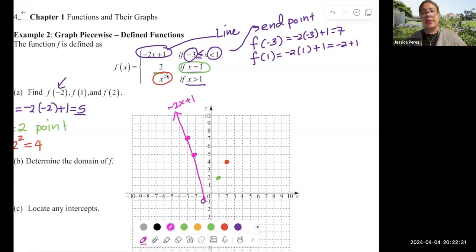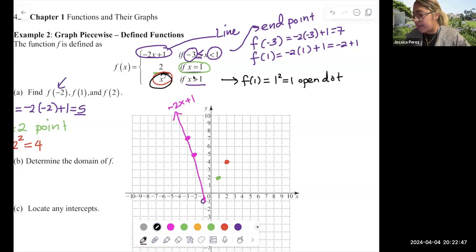This x squared is a quadratic. What happens if it would start at 1? If I plug it in, if I do f of 1 to this equation, it's 1 squared, which is 1. So this is an open dot. Again, it's not closed because we don't have equality. The only one that's going to be closed is when we have a less than or equal to, or equality.